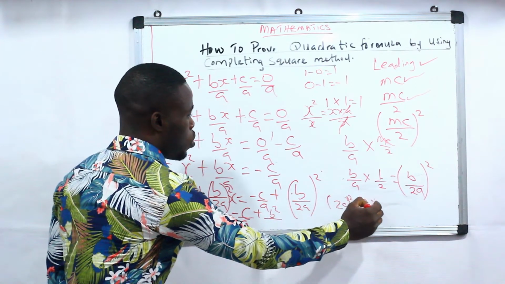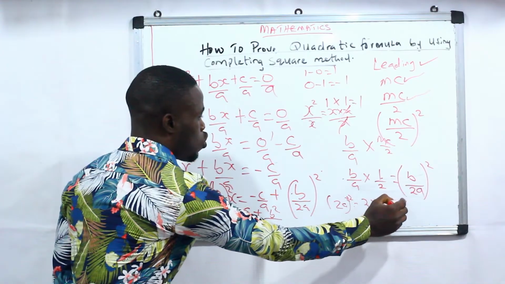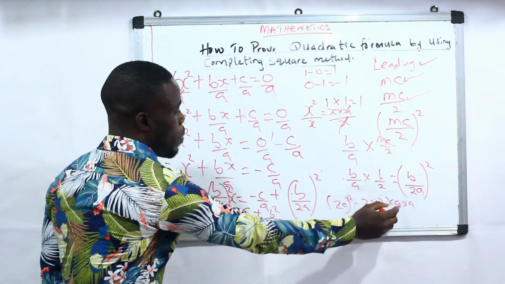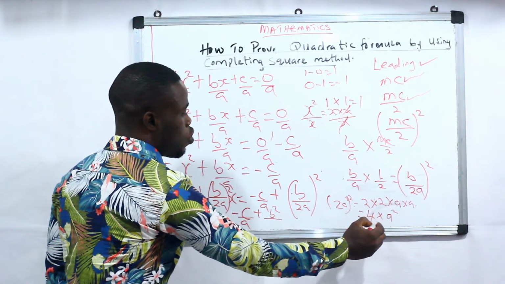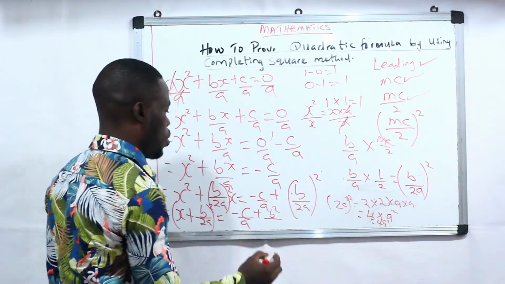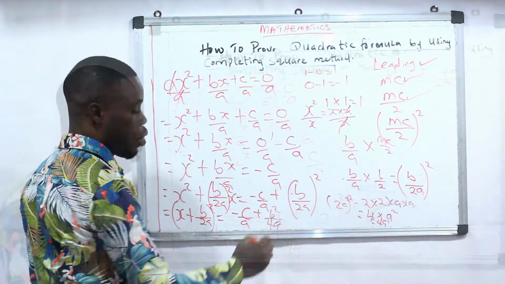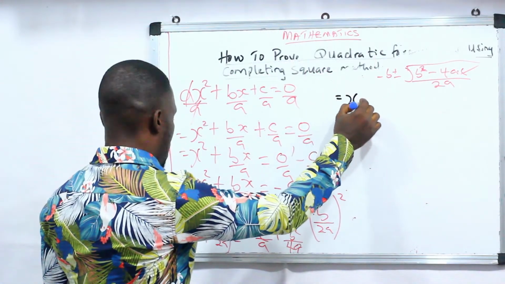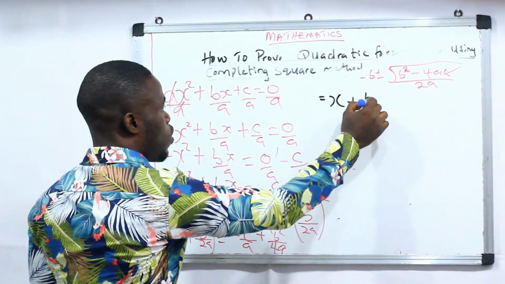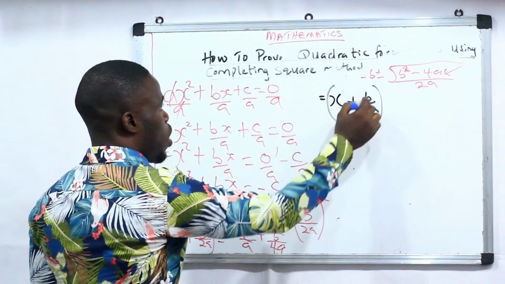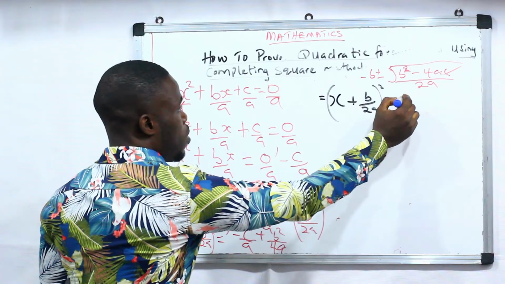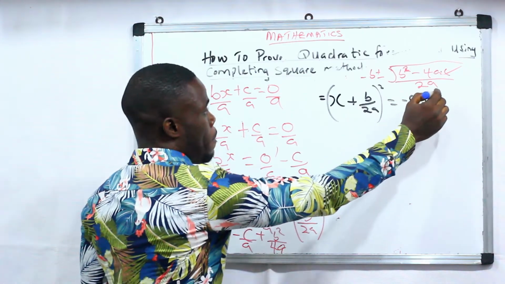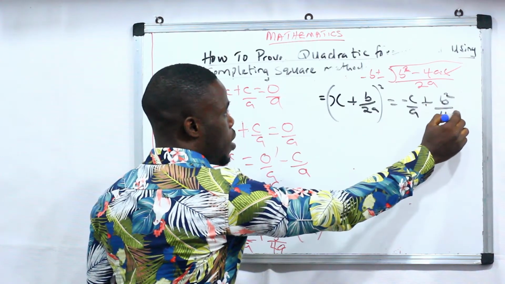2a square simply means 2 in 2 places times a in 2 places. 2 times 2 will give you 4, multiplied by a times a will give you a square. So this will give you 4a square. So what we have now is x plus b over 2a all square equals minus c over a plus b square over 4a square.